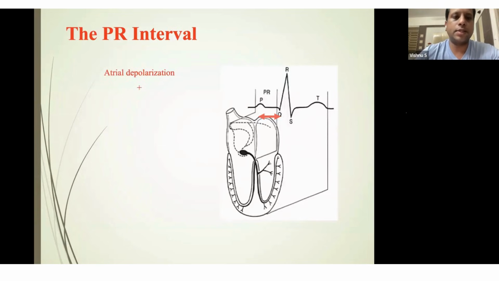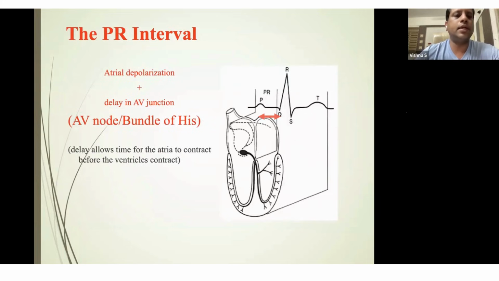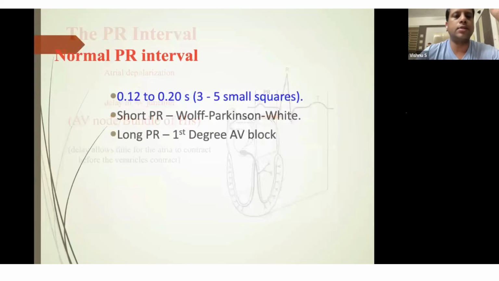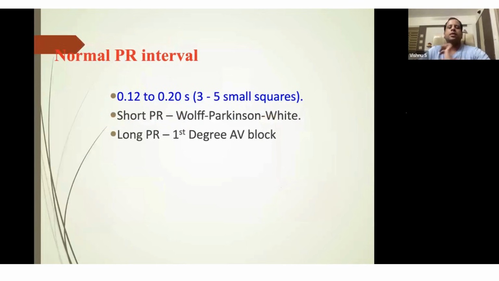So it is atrial depolarization plus delay in the AV junction. AV junction includes AV node, and bundle of His, that EP people will tell. The delay allows time for the atria to contract before the ventricle contracts. So the normal PR interval is between 120 milliseconds to 200 milliseconds. So it will be 3 small squares up to 1 large square.